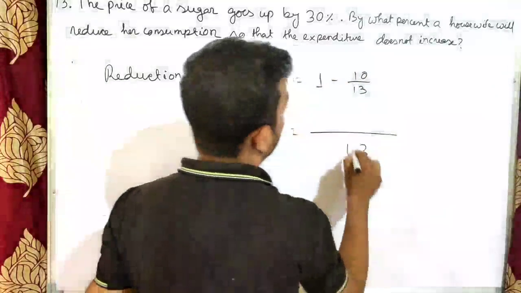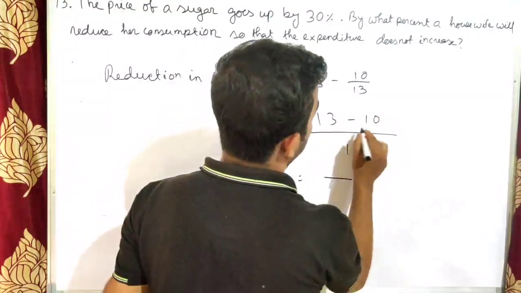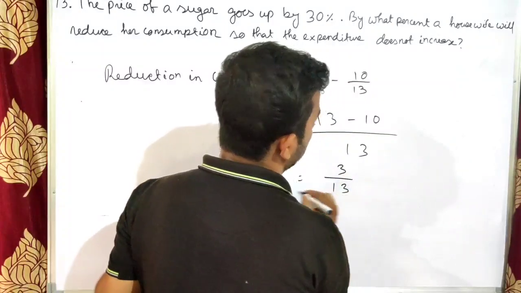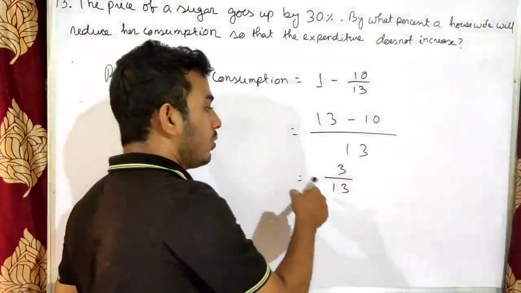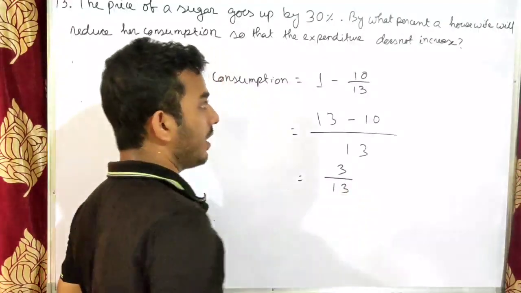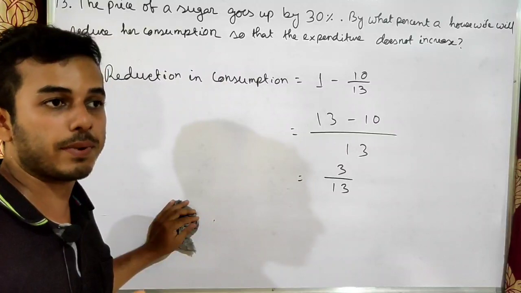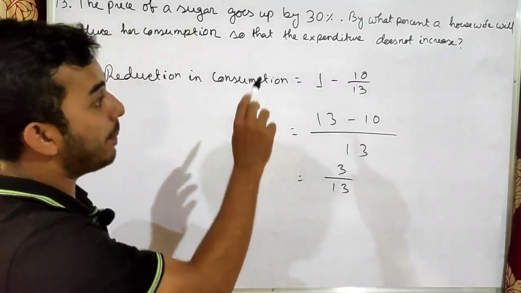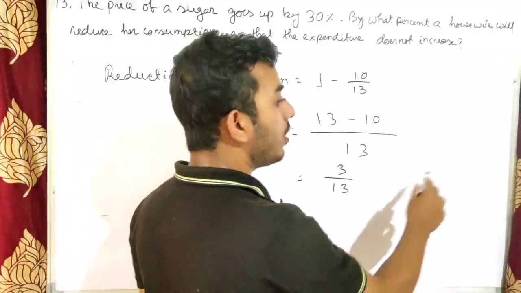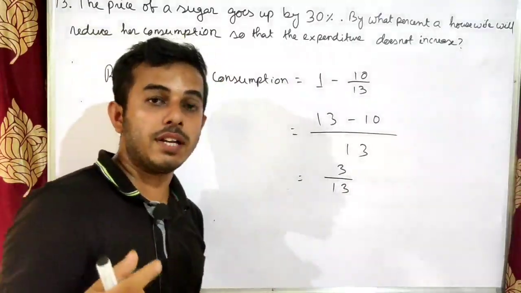It will be 13 minus 10 over 13, which is 3 by 13. So from earlier, now she reduced how much? 3 by 13 kg, so as to not increase the price. Now in the question it is asked to find by what percent, so we have to convert it into percent. This is the decreased amount. Now we have to find the decreased percent.